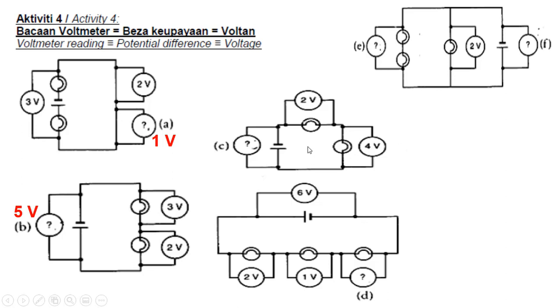C, this is series. 2 plus 4 should be 6 volt. Again, now we have series. Here the total is 6. So 2 plus 1 plus 3 gets 6. Now we have series and parallel. Here is 2 volt. So E must be 2 volt also. And F should be 2 volt because in a parallel circuit, the voltages are equal.